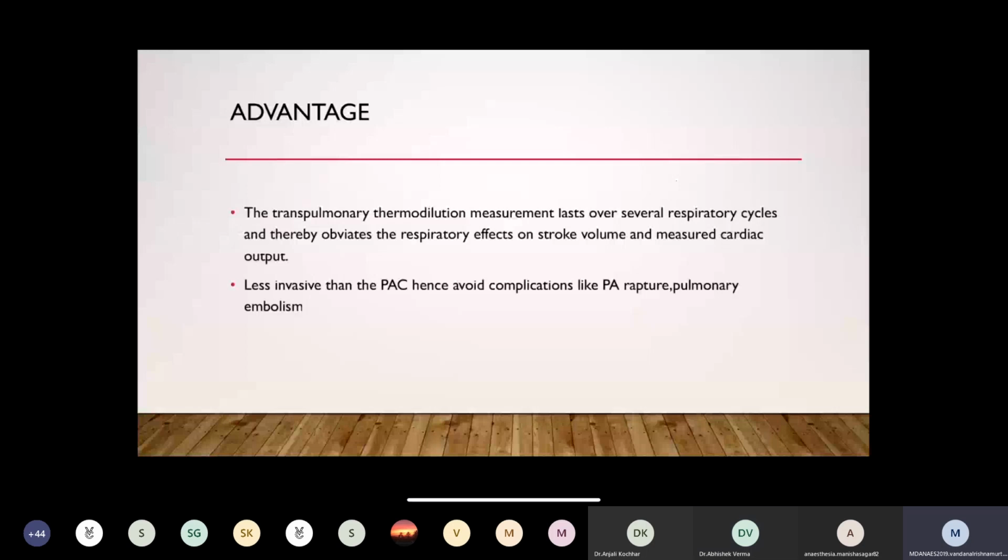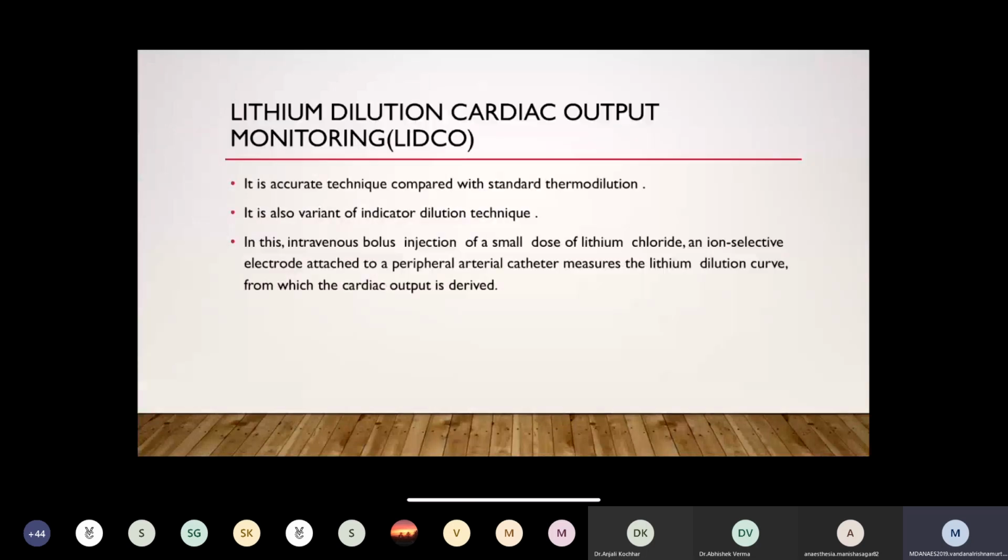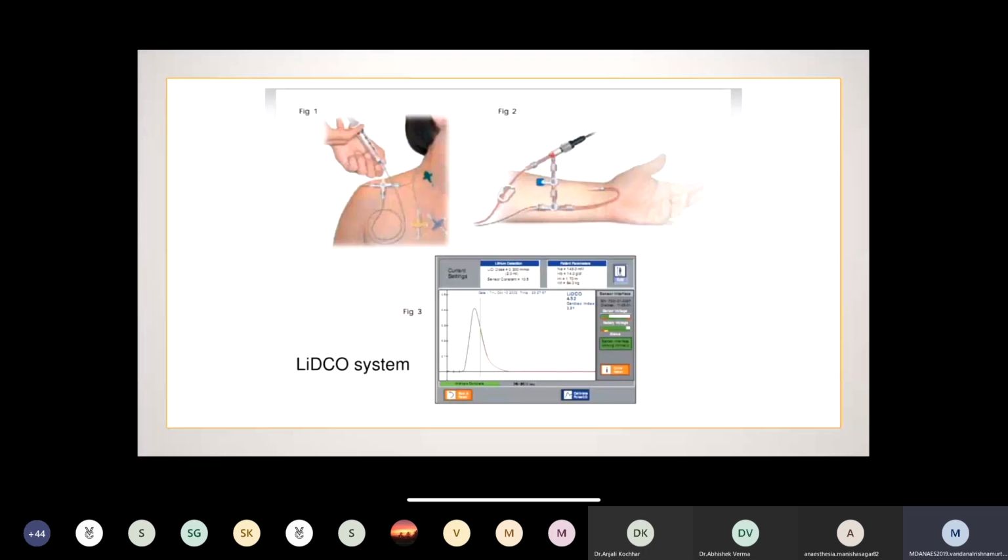Shall I continue? Yeah, continue. In this, an intravenous bolus injection of a small dose of lithium chloride is given, and an ion selective electrode attached to the peripheral arterial catheter measures the lithium dilution curve from which cardiac output is derived. We inject from the central line, but for lithium we can use the peripheral line also. And from the arterial line there will be a sensor which measures the lithium concentration and will give the curve. By this curve we measure the cardiac output.